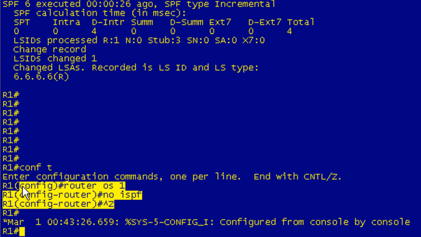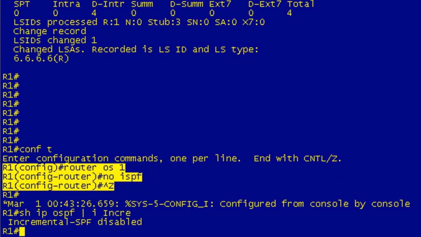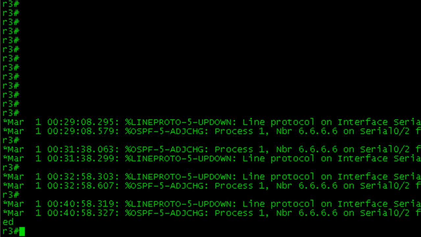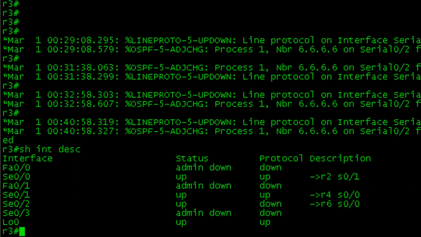You can see here that I disabled ISPF on R1, and I can prove that by doing show ip ospf | include incre, and you can see it is disabled. So now we want to go over to R3 and do a show int description, and I want the one going to R5. Okay, what's going on here?